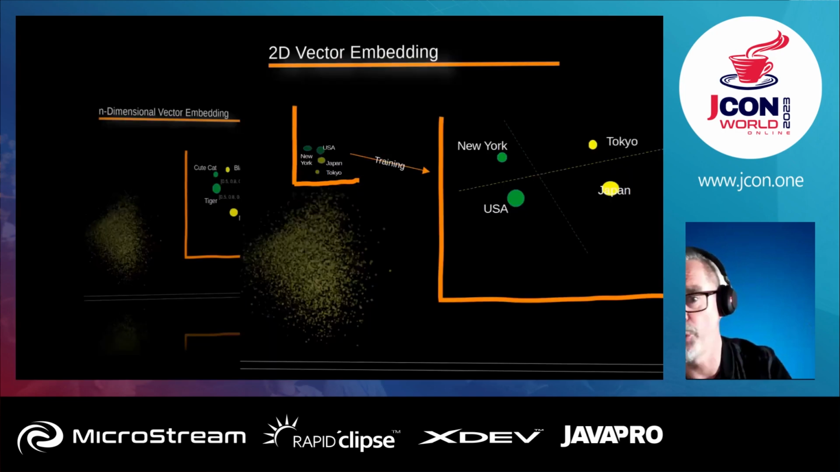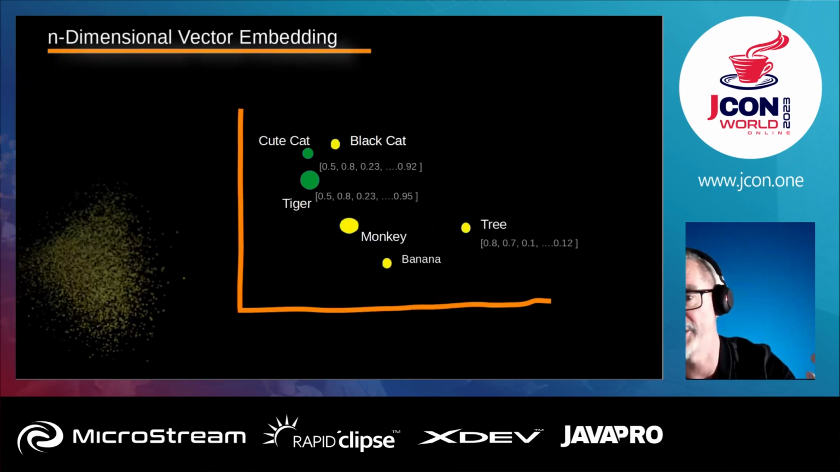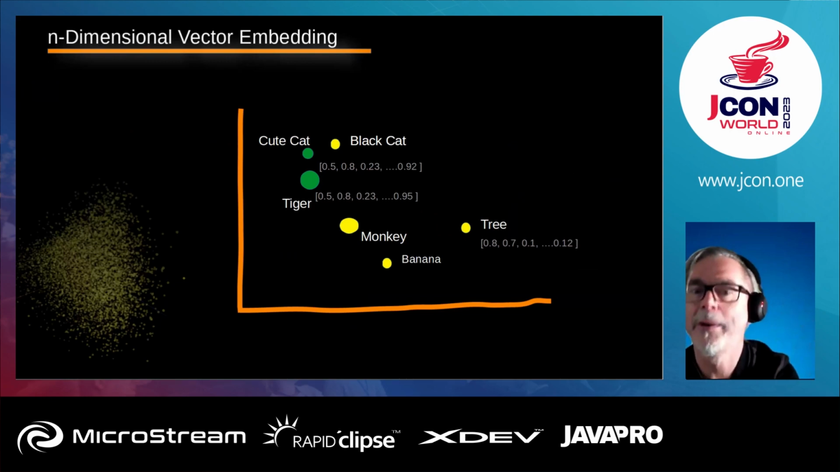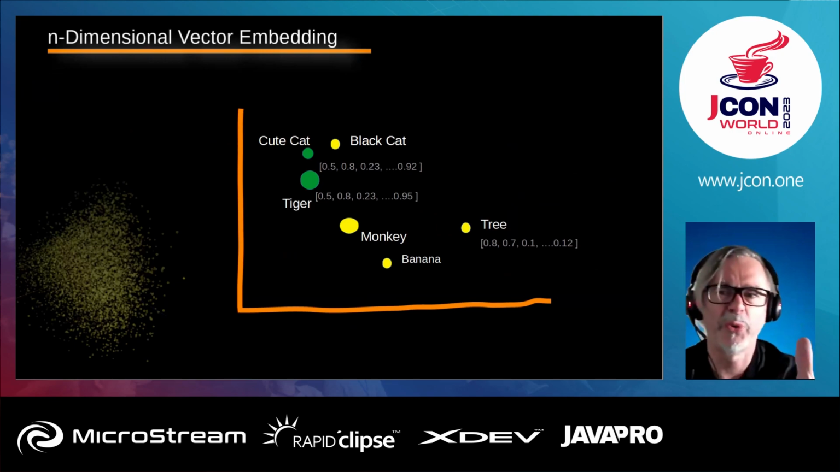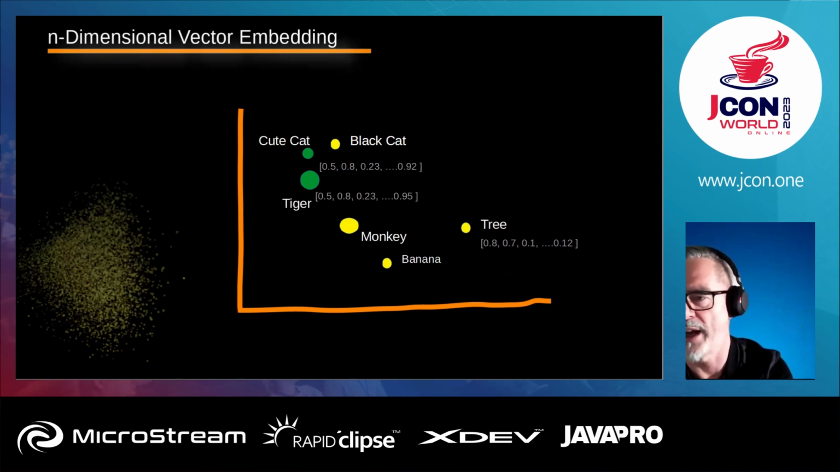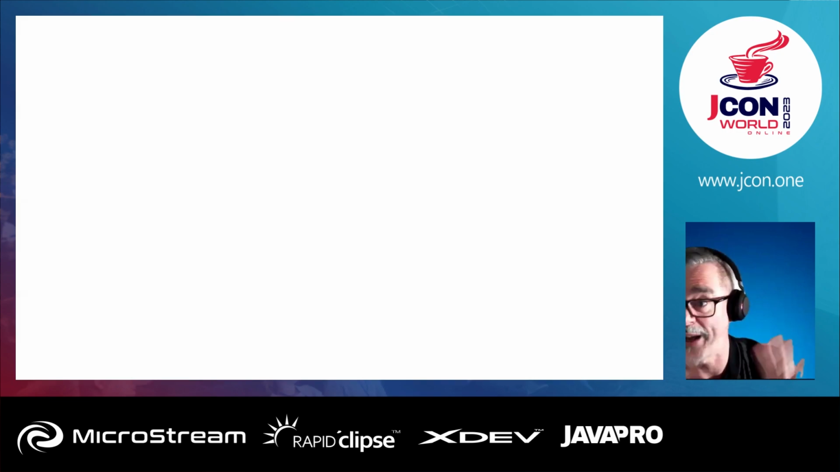So you can do this for everything. Let's say we have our cute cat picture. The cute cat will be very similar to a tiger in the embedding. A black cat will also be close to the tiger, and a monkey will be close to the tiger, but not so much to a cat. But you will see that other contexts like bananas or trees, they are not animals, but they will be a little bit close to monkeys. So this will be represented in the vector space.